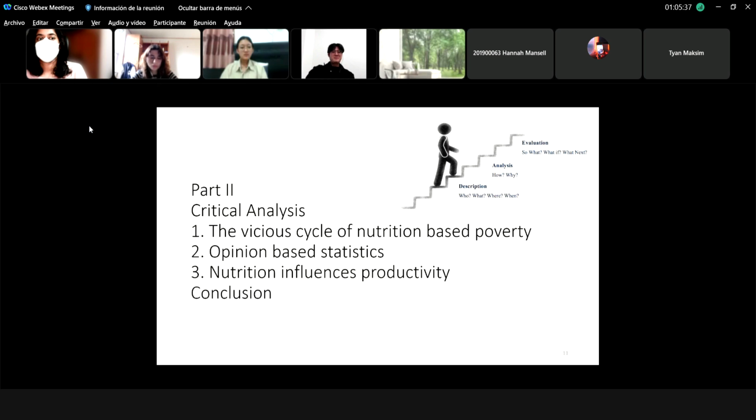So now I'm going over to part 2, the critical analysis. Therefore, I want to focus on the vicious cycle of nutrition-based poverty, what the authors already put out, and therefore I will focus on the research paper from South Africa. And the next point is that I want to focus on the opinion-based statistic the author uses. And the third point is that I want to talk about how nutrition influences productivity, what the author also already taught, and then go over to the final conclusion.